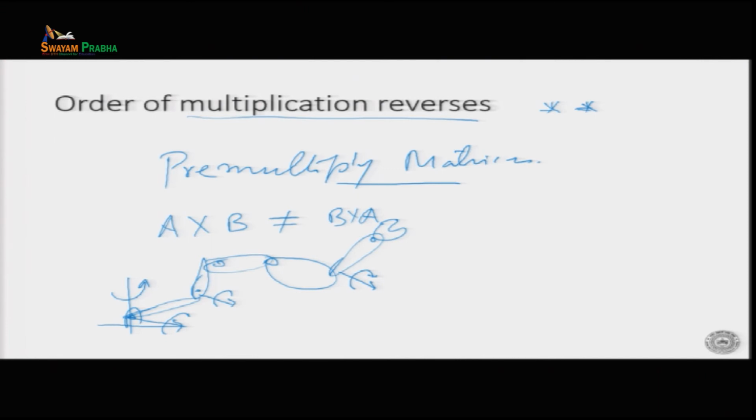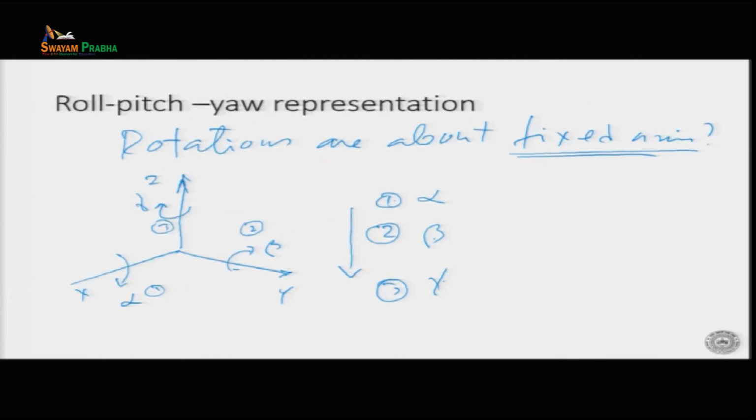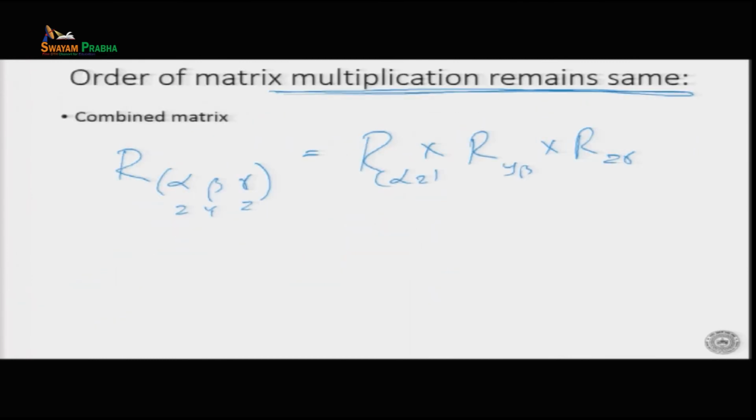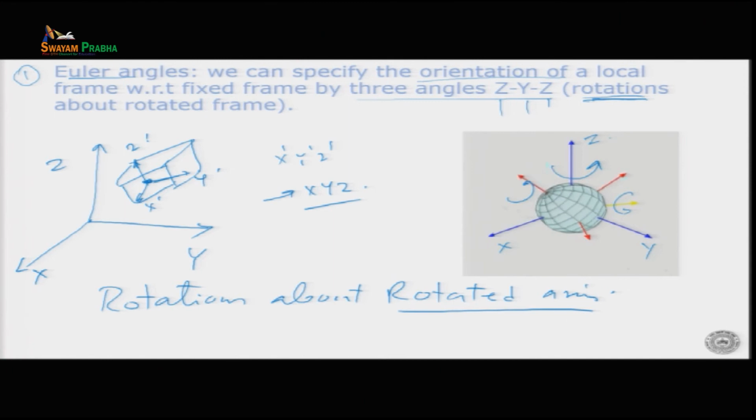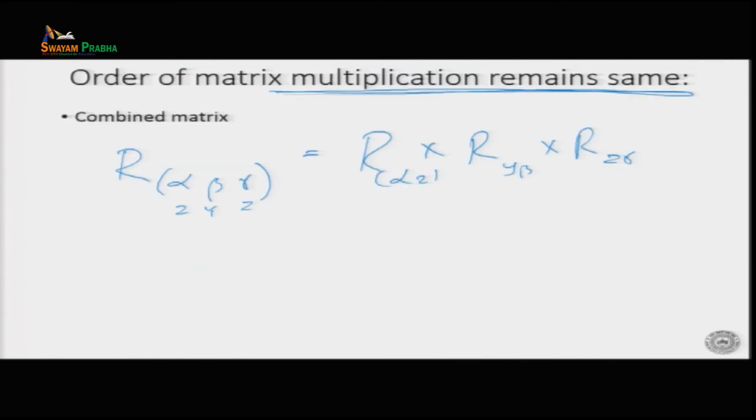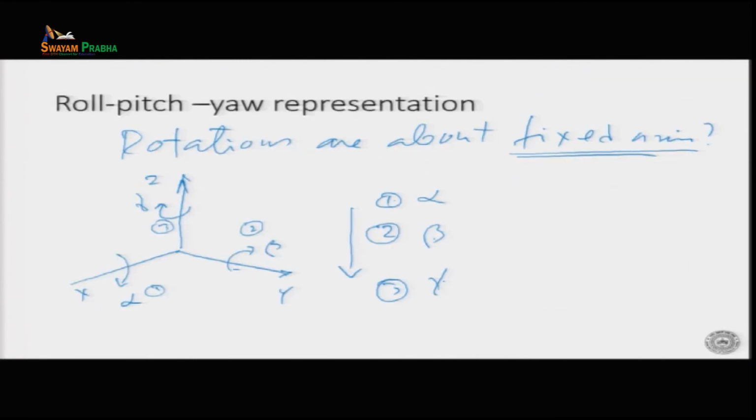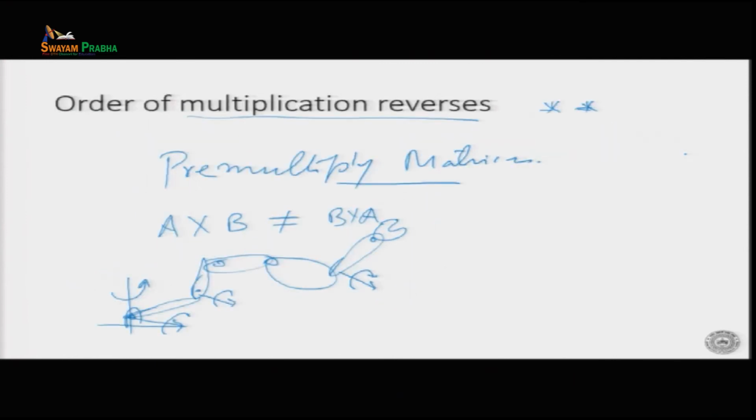Okay. So, here what we saw is that when we use the Euler angle rotations, which are rotations about the rotated frame, then we do not pre-multiply, we keep the same order. So, if it is 1 2 3, then it is going to be 1 2 3, but the order of multiplication is reversed in the case of rotations about the fixed axis. In that case you pre-multiply.